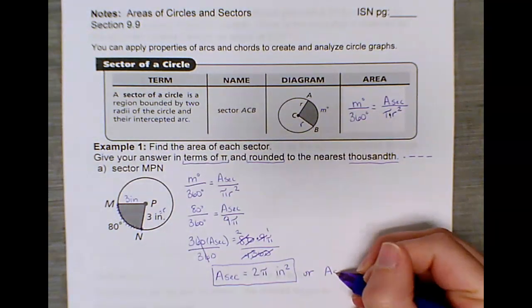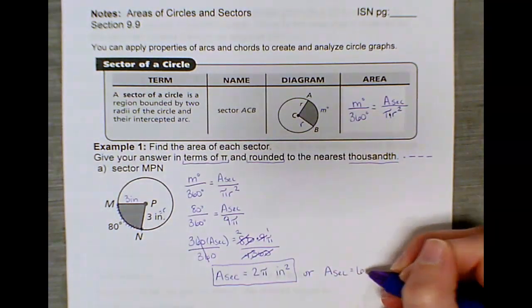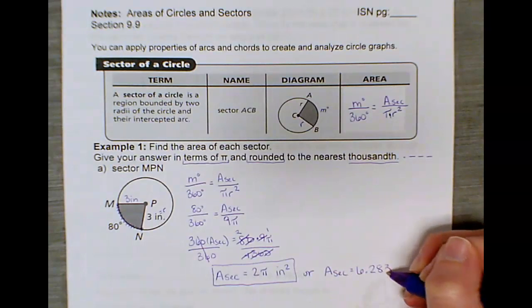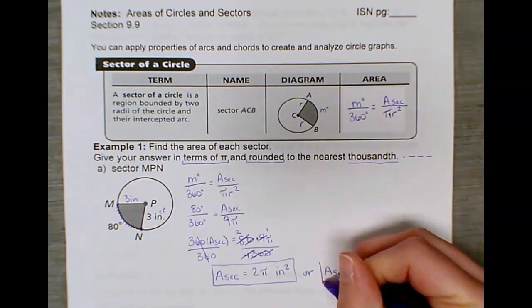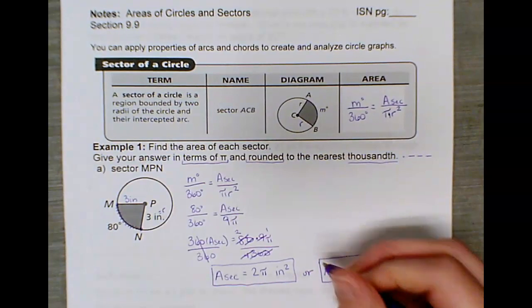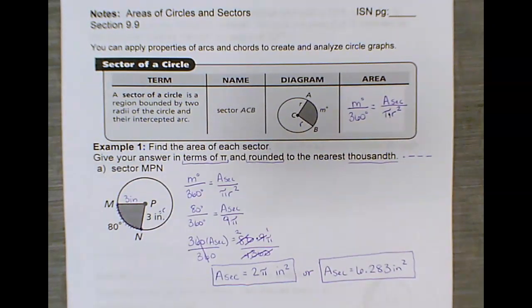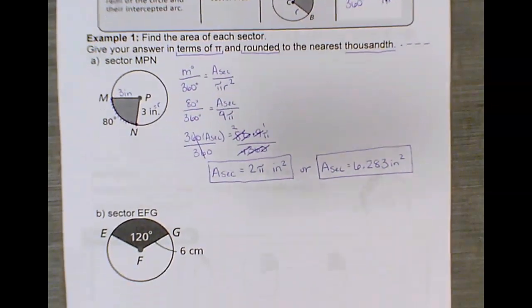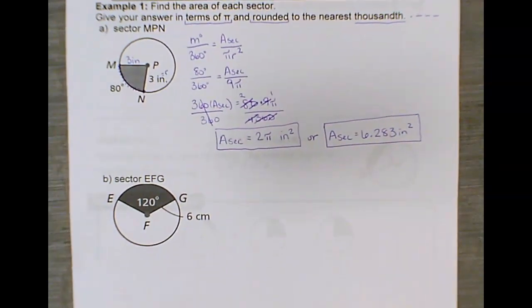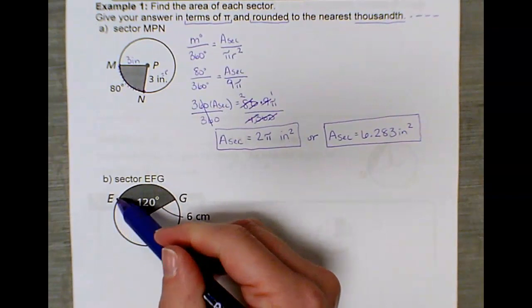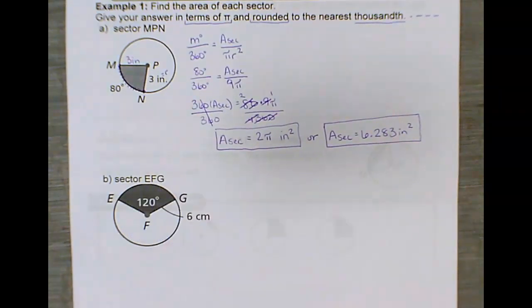So the area of the sector equals 6.283 inches squared. So that is my answer rounded to the nearest thousandth. So now I'm going to move on to part B. I'm going to do the same thing. I need to find the area of sector EFG, so EFG, the shaded sector right here.